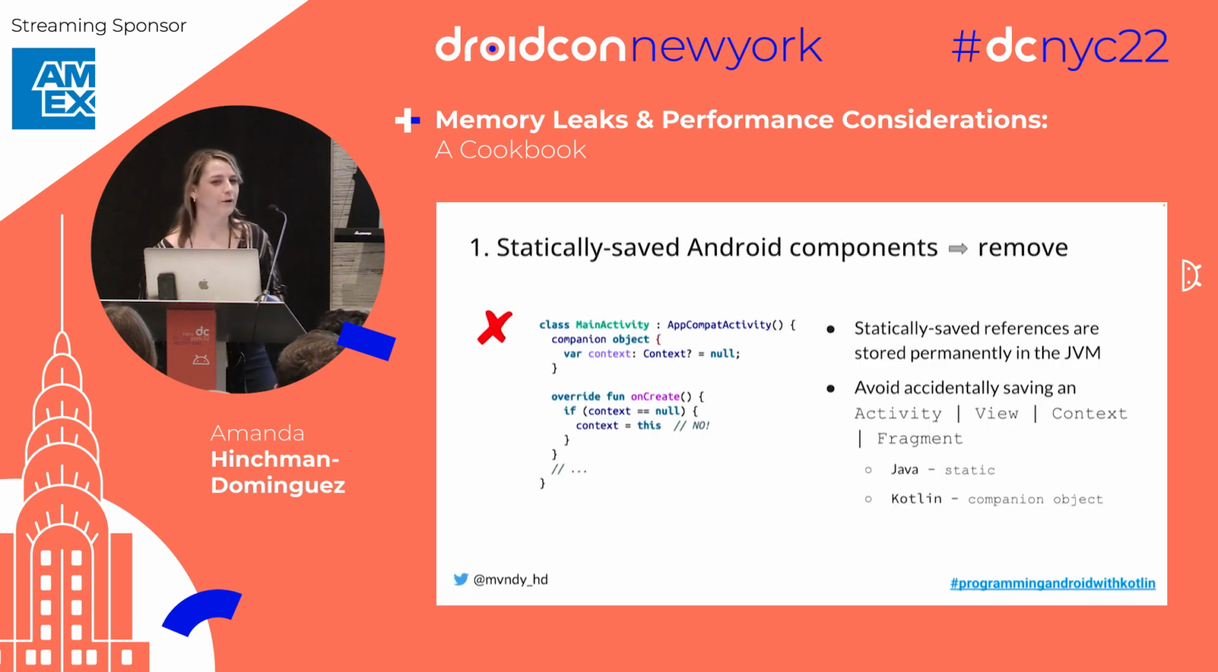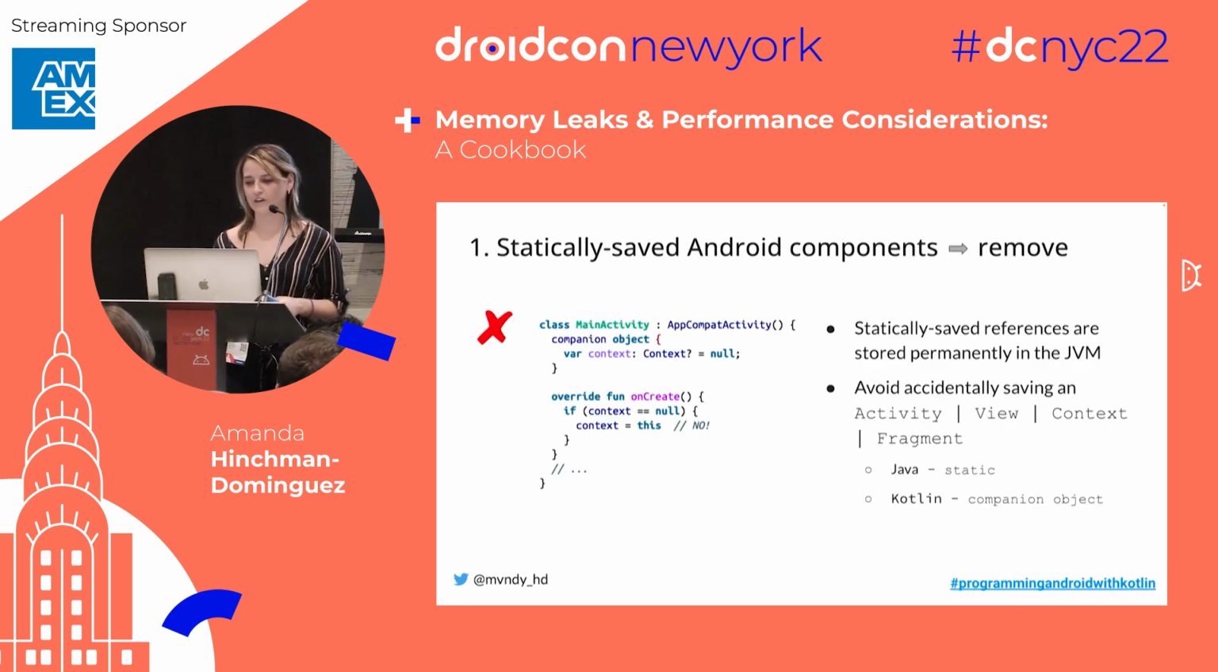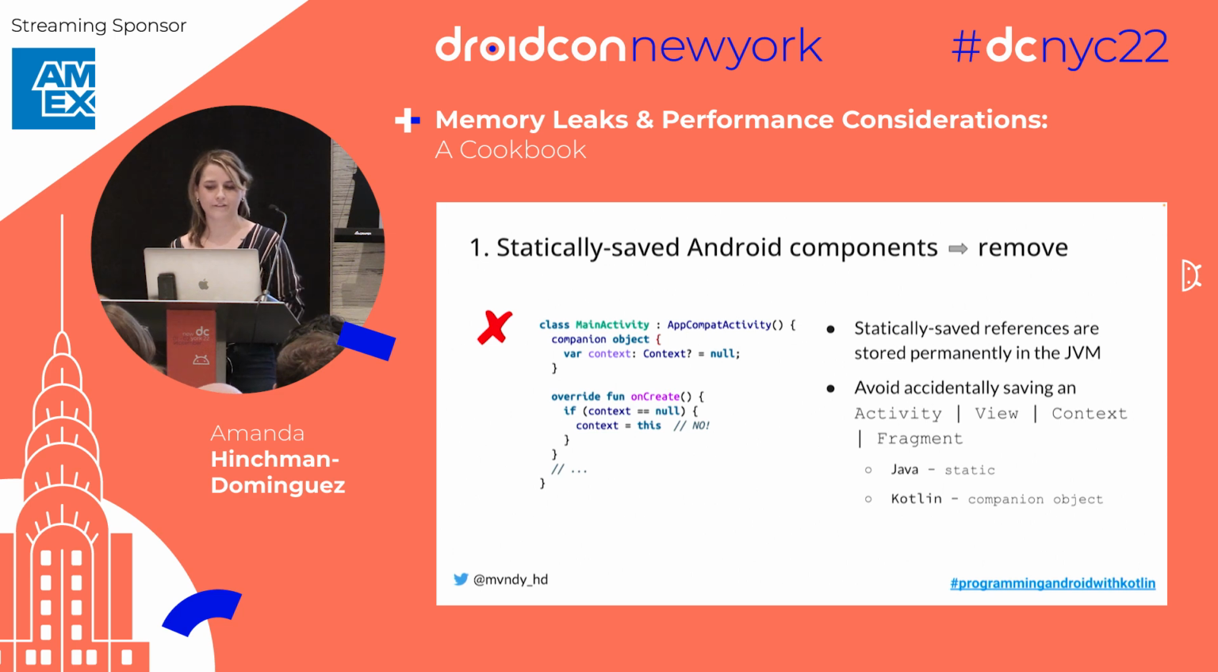Right, so here's our quick scorecard, and don't worry, we're going to go over each of these individually. Okay, first one. Statically saved Android components, remove them. So statically saved references are stored permanently in the JVM. They're never garbage collected throughout the lifetime of the application, and as a result, you want to avoid accidentally saving Android view, context, fragment, activity. So avoid using the static keyword in Java and then saving it as a member variable, or saving it as a member variable within a companion object in Kotlin.